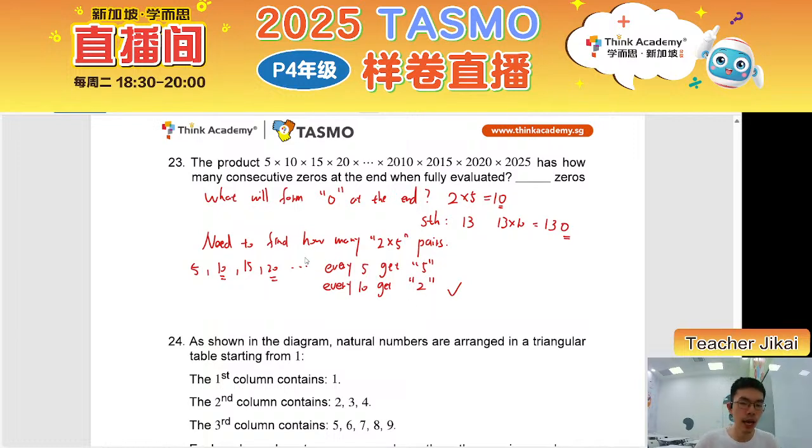So how can we know how many 2s there are? If we take them out, it will be 10, 20, 30, 40, 50, and so on. 10 is 2 times 5, 20 is 4 times 5, 30 is 6 times 5, or 2 times 3 times 5. You can see that each 10 contains a 2. So from 5 to 2020, we just divide by 10.